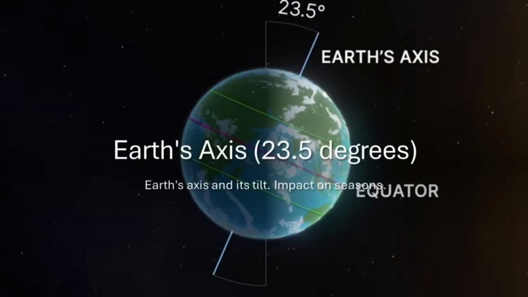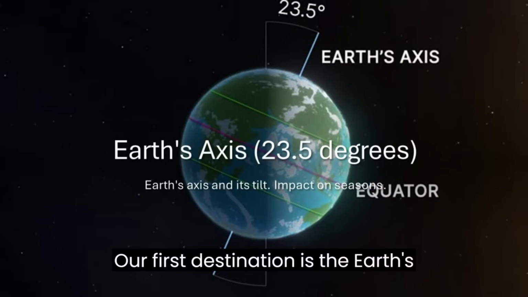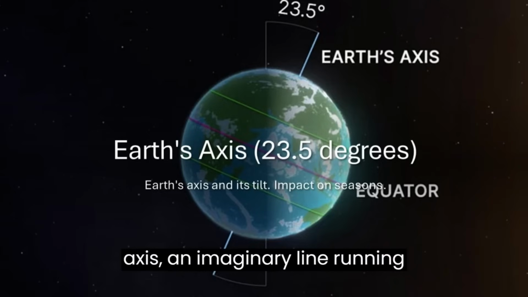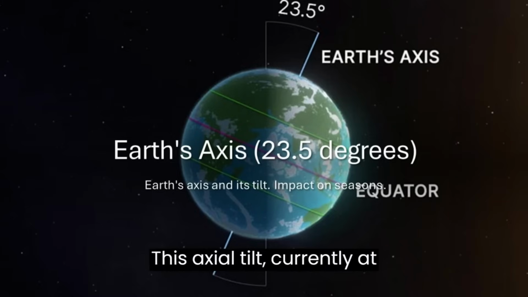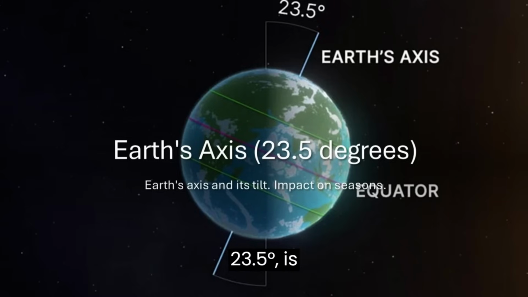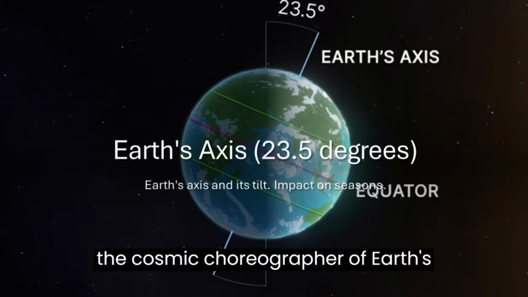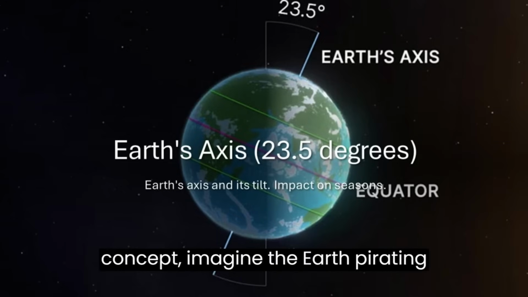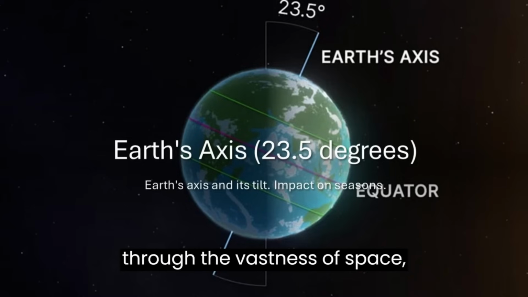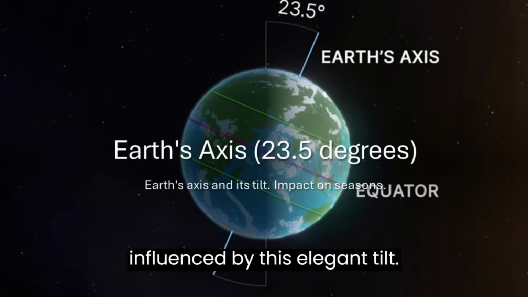Earth's axis, 23.5 degrees. Our first destination is the Earth's axis, an imaginary line running through the north and south poles. This axial tilt, currently at 23.5 degrees, is the cosmic choreographer of Earth's seasons. As we explore this concept, imagine the Earth pirouetting through the vastness of space, influenced by this elegant tilt.